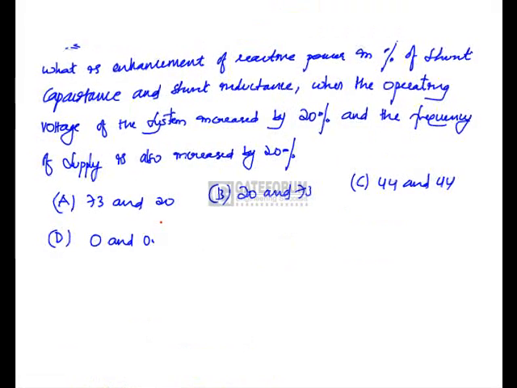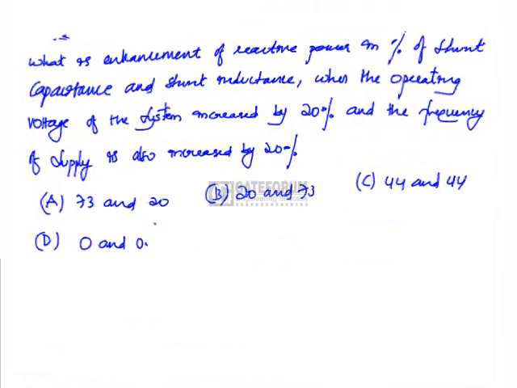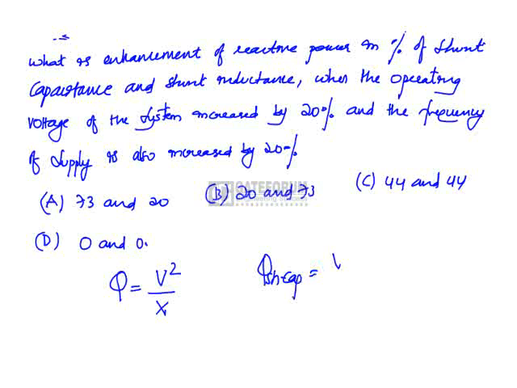Enhancement of reactive power in percentage of shunt capacitance and shunt inductance when the operating voltage of the system is increased by 20% and the frequency of supply is also increased by 20%. Now what is reactive power? I can write reactive power as V squared by X. If you have capacitance, here he placed shunt capacitance. Now what is the X value? I can replace this as 1 by omega C. Now this is V square into omega C.